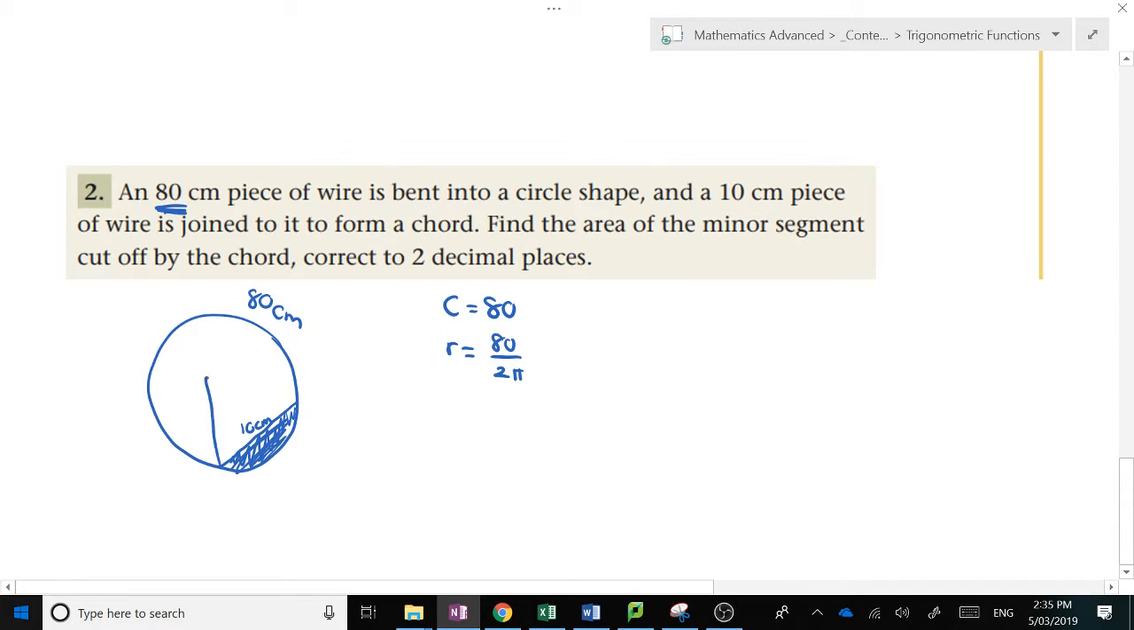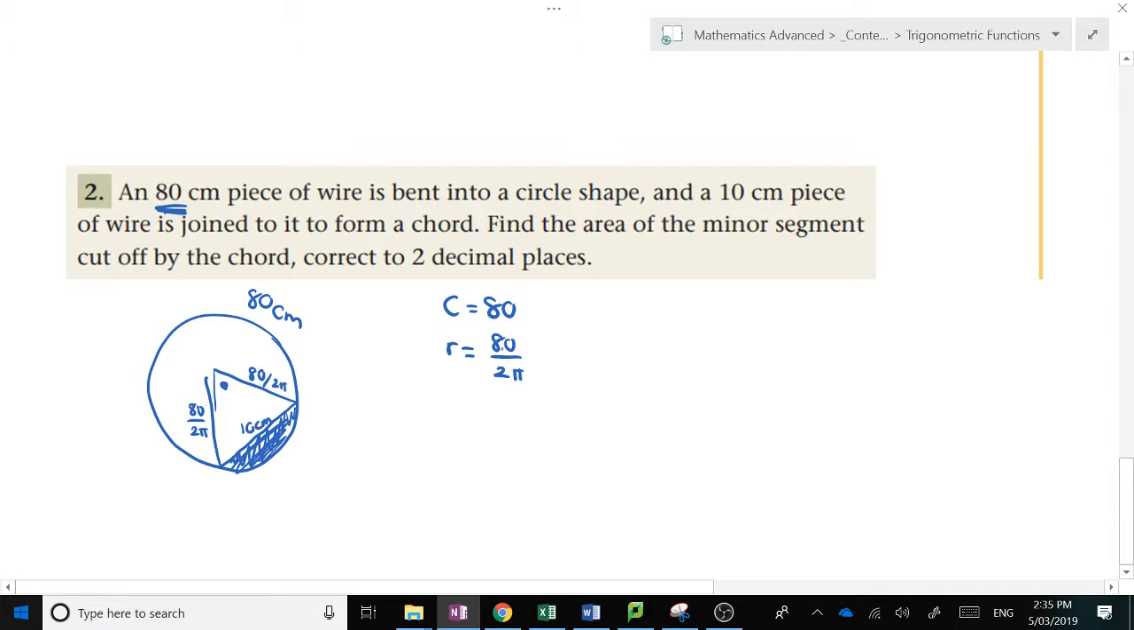Okay, so now I've got this here, pretend that's the centre. That's terrible, that's not the centre. But that's 80 over 2 pi. Okay, how do I find the angle in here? I've got 3 sides of a non-right angle triangle. How do I find the angle in the middle?